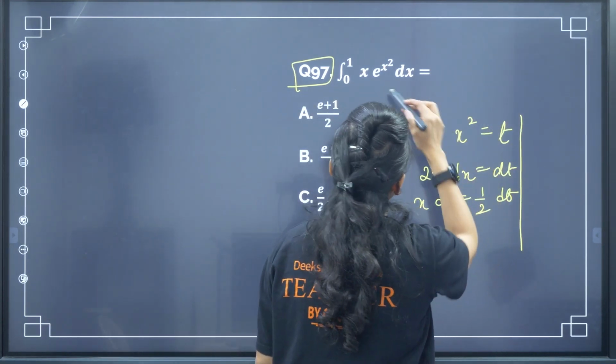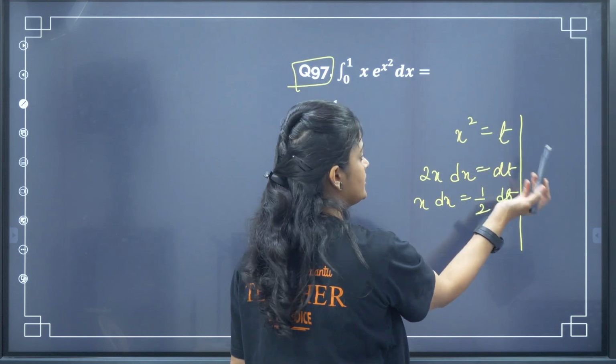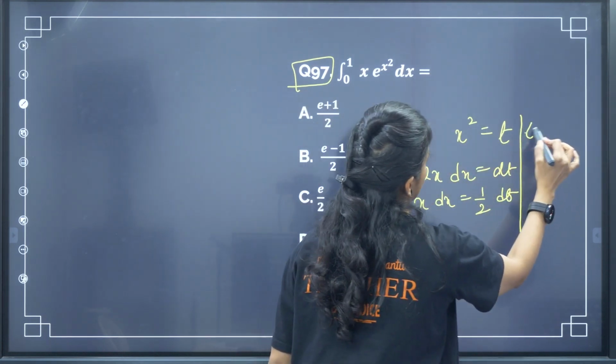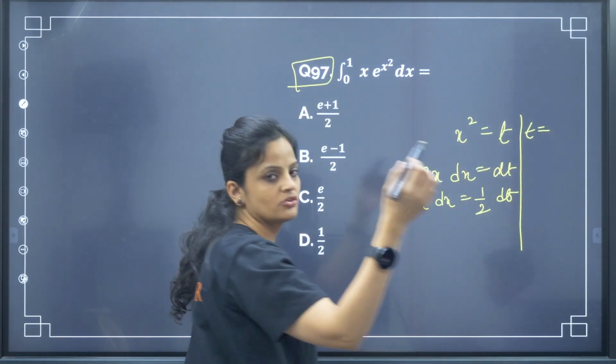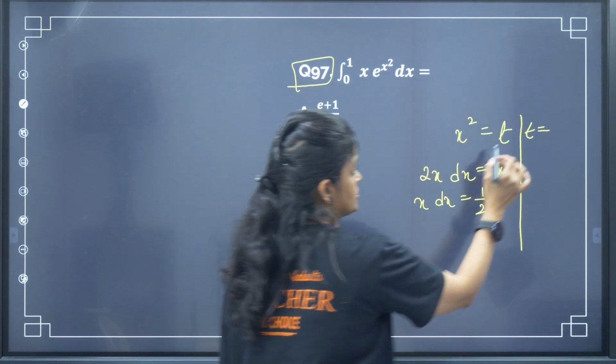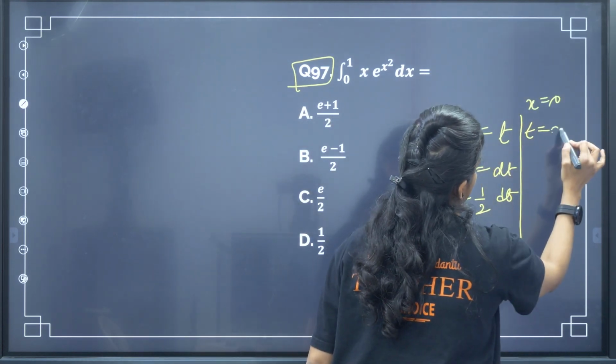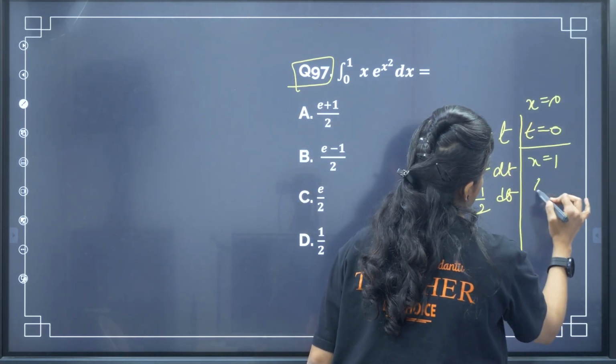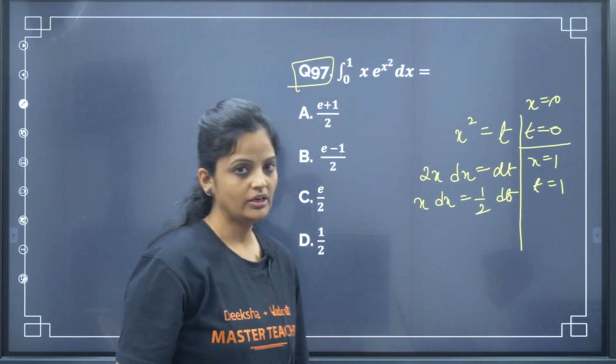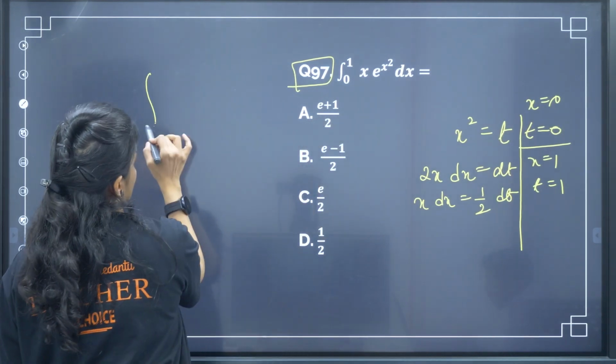check whether we are getting the same. If I put x is equal to 1, yes, t is 1, x is equal to 0, t is again equal to 0. So no change in the limit in this question. x is 0, t becomes 0, x is 1, t becomes 1. So it is same. Okay, not in all the questions, remember that also.